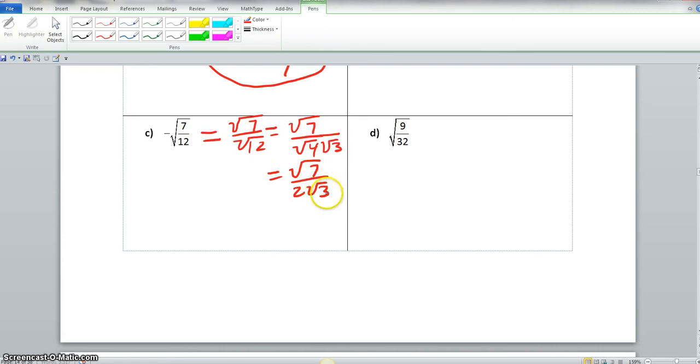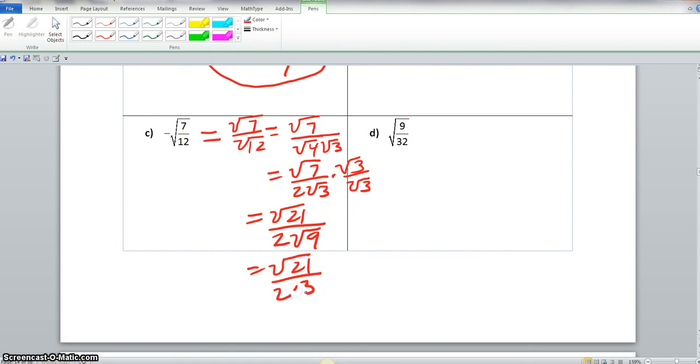So since 3 has no perfect square in it, we'll multiply our numerator and denominator by the square root of 3. And this will give us the square root of 21 all over 2 times the square root of 9. Now we know the square root of 9 is 3. So we have the square root of 21 all over 2 times 3. Now we know 2 times 3 is 6, so it's the square root of 21 all over 6. And this is our final answer. Now we go over here to D.